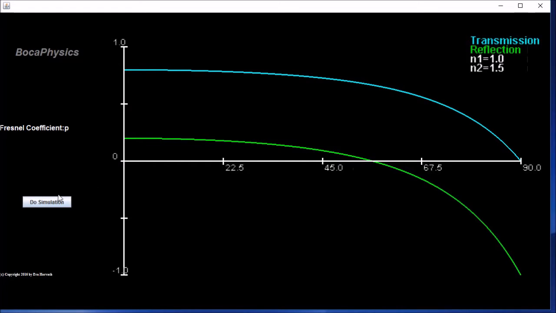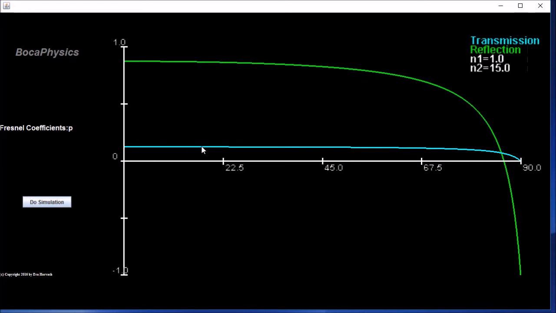If we increase the index of refraction of the second medium to 15, we'll see the same kind of qualitative behavior as in the previous simulation, except that the reflection coefficient takes on overall larger values than the transmission coefficient, and Brewster's angle is closer to 90 degrees.